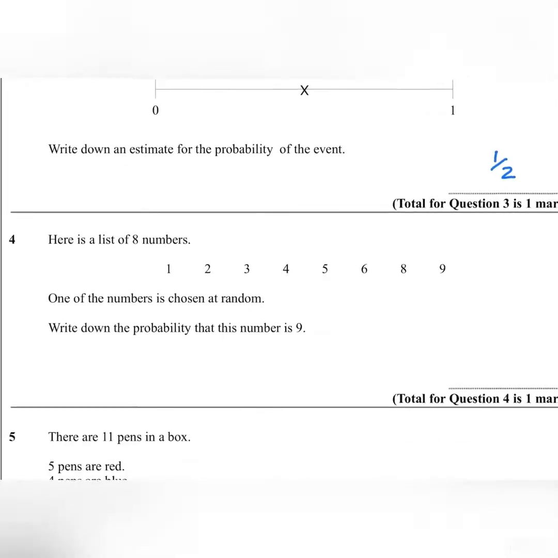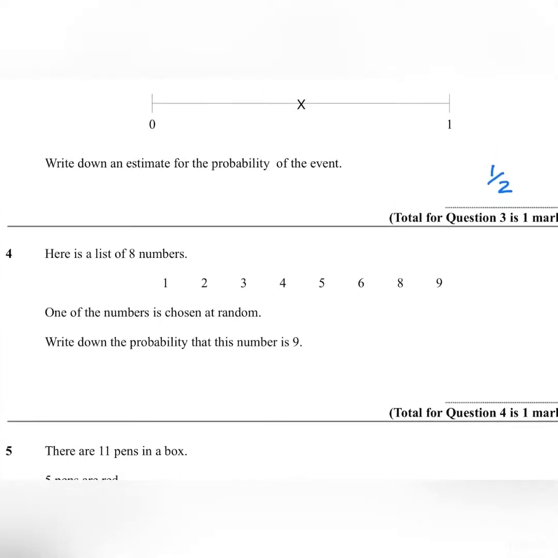Okay, so question number 4. It says, here is a list of 8 numbers between 1 and 9. One of the numbers is chosen at random. Write down the probability that this is number 9. Well, there are, sorry, there are 8 numbers altogether, and one of the numbers is 9. So it will be 1 out of 8.